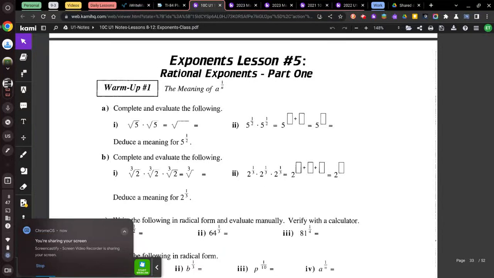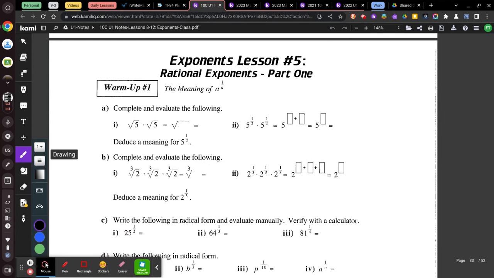Okay, welcome. This is lesson 12, and we are talking about exponents. We are changing exponents now. We're going to be converting them to radical form. So, radicals have indexes. What we're going to be talking about, first of all, is what is an exponent of a fraction. That's what we're going to be talking about, creating fractions as our exponents.